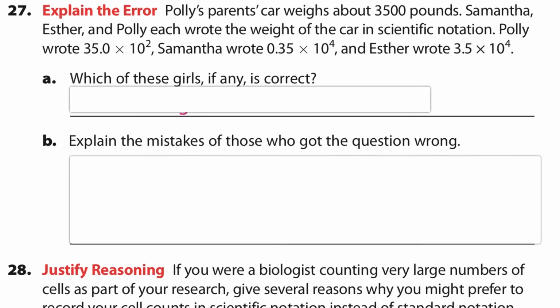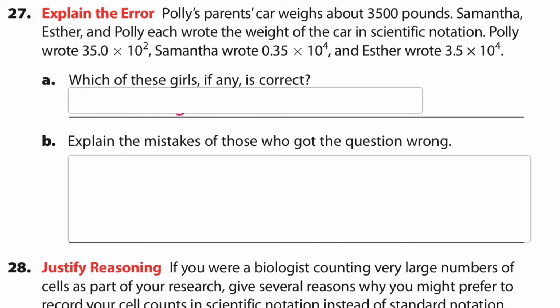So in this question, explain the error. Polly's parents' car weighs about 3,500 pounds. Samantha, Esther, and Polly each wrote the weight of the car in scientific notation. Polly wrote this. Samantha wrote that. Esther wrote that. Which of the girls, if any, is correct? Well, that's not a number between 1 and 10. That one's not going from 1 to 10. It's smaller than 1. I believe it's just Esther.